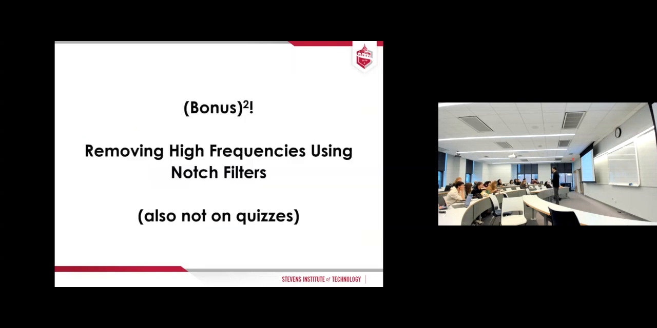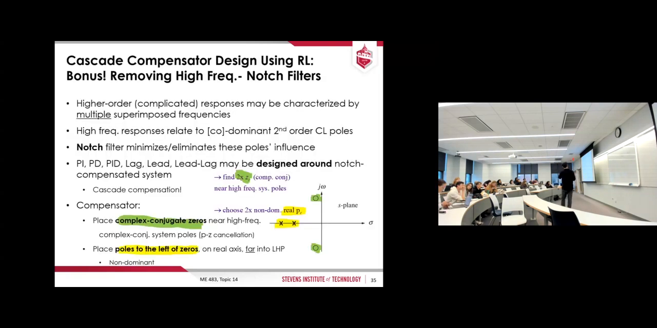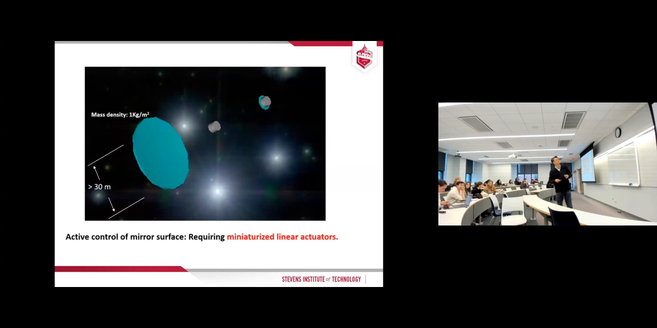Another bonus lecture, since we have a little time, I'm not going to go over, but this is about the notch filter, which removes certain signals from the system. Okay, so you go over it yourself here.